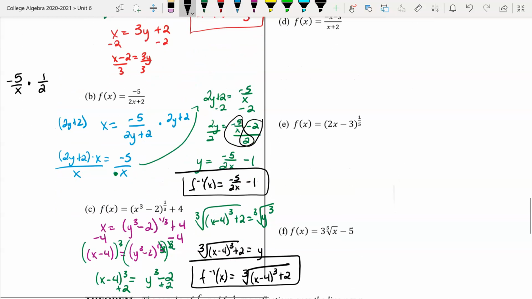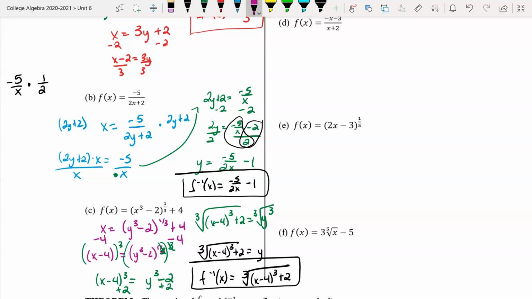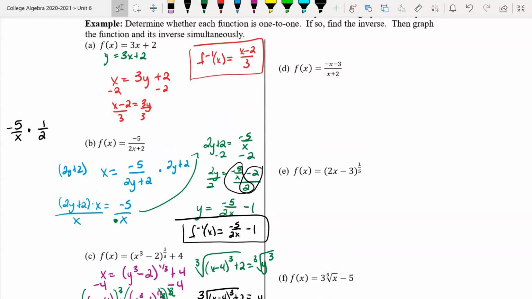All right. This next one, I would say, is the toughest one that you will do on the Hawks. If you switch x and y, notice there's 2 y's that I plug in. So we're going to multiply both sides by y plus 2.